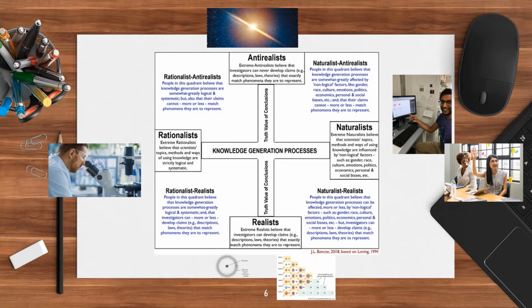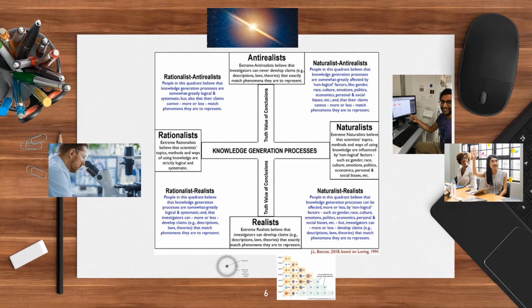Keep in mind these are continua, and so the definitions on each of these ends are the extreme positions. The first axis we're going to discuss is the realist and anti-realist continua. This one investigates whether we can determine the truth of the phenomena we are studying. Realists on one end believe that scientists and engineers can develop claims, such as laws and theories, that match phenomena of the world, meaning that these can possibly represent natural phenomena accurately. Whereas anti-realists believe that scientists and engineers cannot develop claims that exactly match phenomena of the world, meaning they don't believe laws and theories can represent natural phenomena accurately.